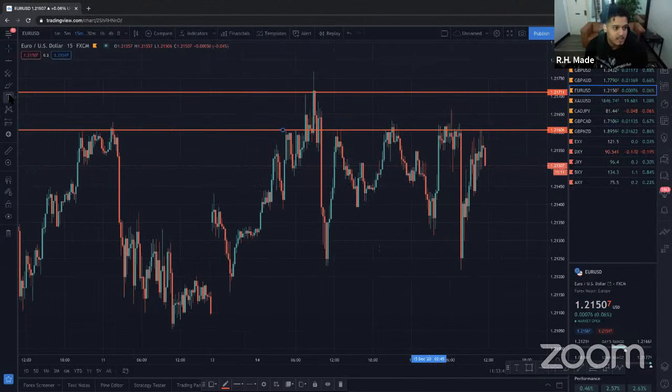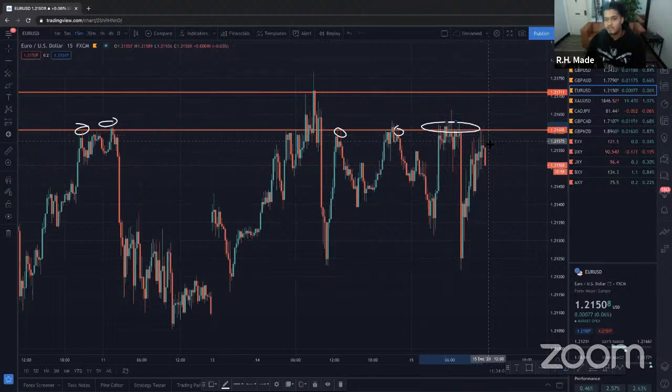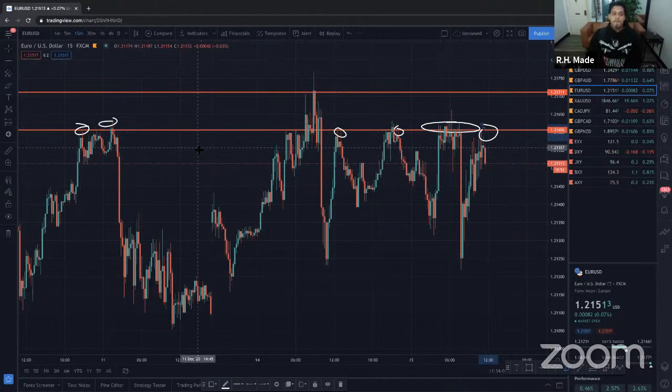As you see, there's one rejection, two rejections. This was a line of resistance, with 3, 4 rejections, a bunch of rejections here. You have approximately 6 rejections on this line. But on the smaller time frames, these zones can be broken easier. With the higher time frames, the support and resistance levels are just stronger.